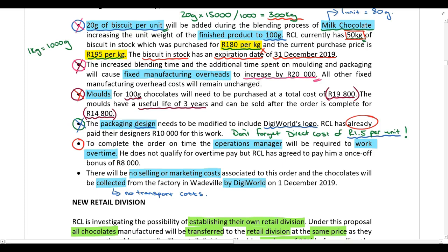Then, to complete the order on time, the operations manager will be required to work overtime. He does not qualify for overtime pay, but RCL has agreed to pay him a once-off bonus of 8,000 Rand. All right, so that's going to be a future cash flow that arises as a direct consequence of the order. They won't pay the operations manager this once-off bonus if they don't accept the special order. So because this cost is avoidable, it is relevant.